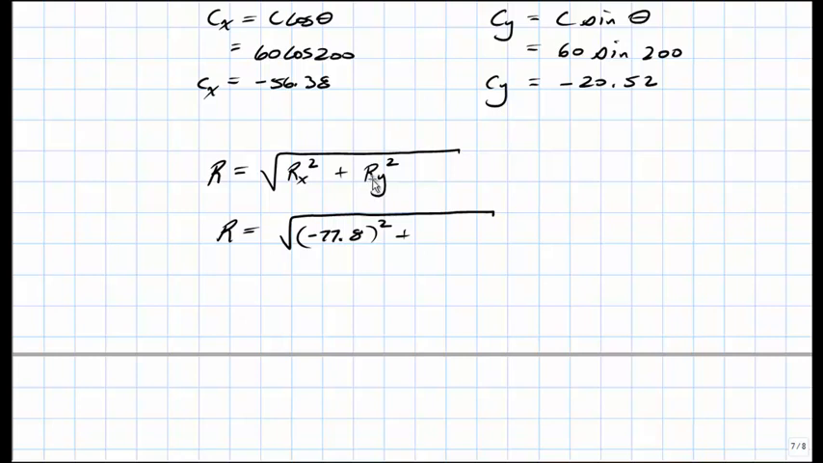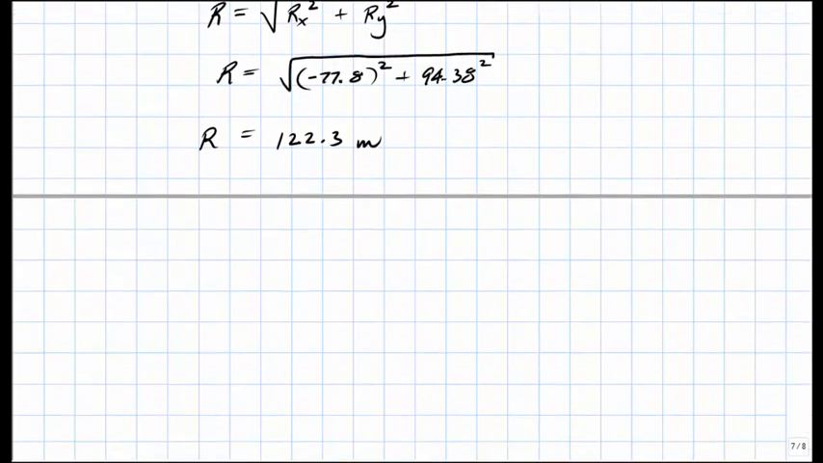Plus, r sub y we calculated to be 94.38. We'll square that as well, and our result equals 122.3. And of course, the units would be what we started with, which are meters. Let's now calculate the angle.